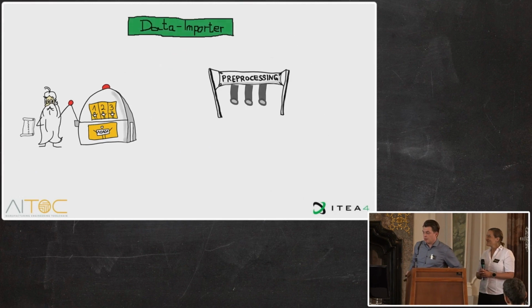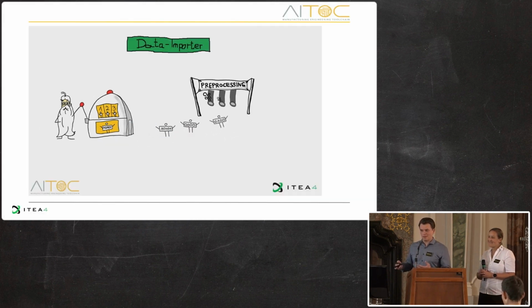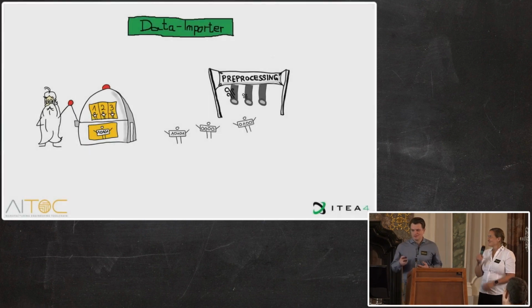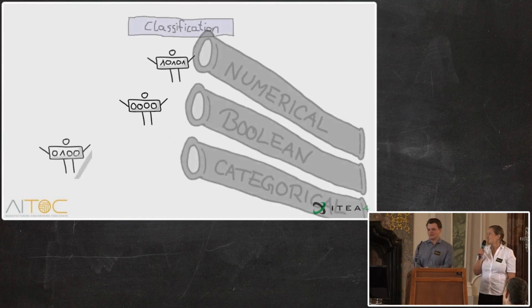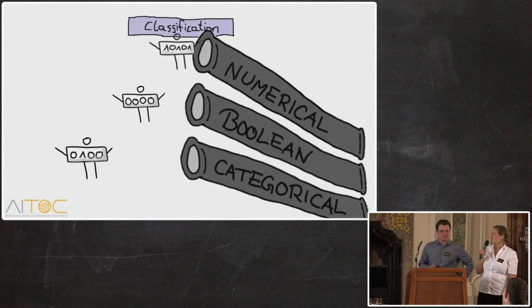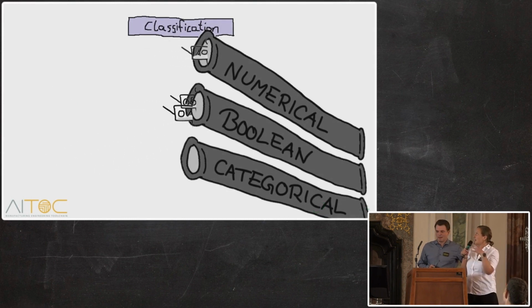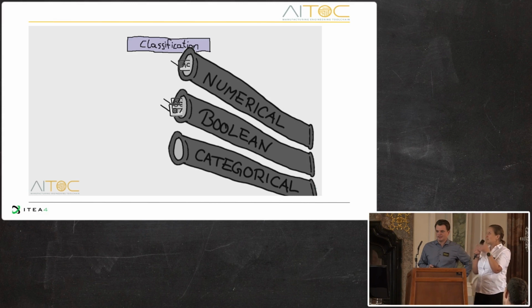As I already mentioned, your data is different from each other. You can have continuous data, Boolean data, camera data, and also audio data, and you have to bring that into different pre-processing pipelines. Once you have this pre-processing, you first start with the classification. You divide your data into, for example, numerical, Boolean, and categorical data, so that you can process it afterwards in the right way, depending on the nature of the data.